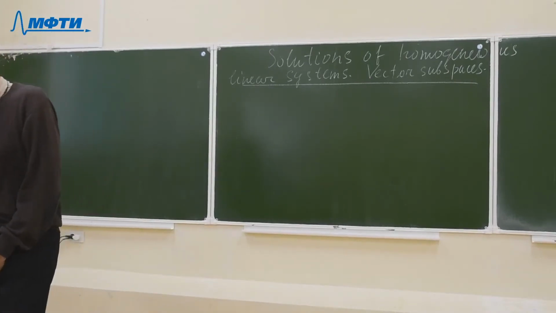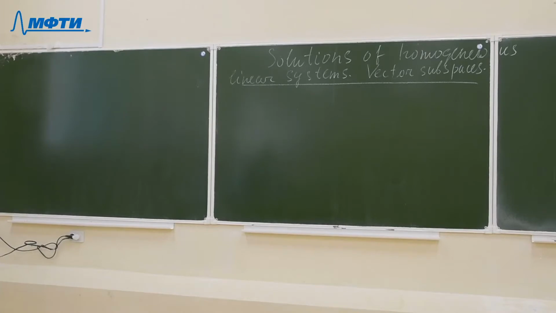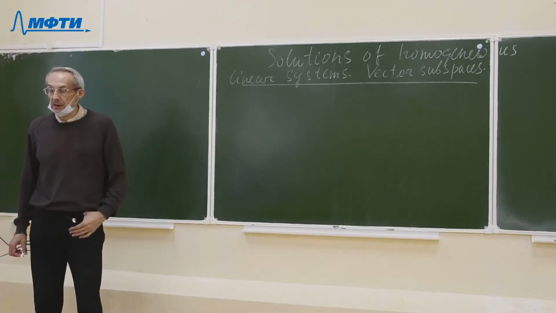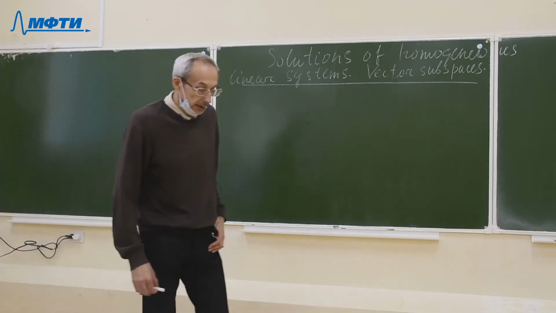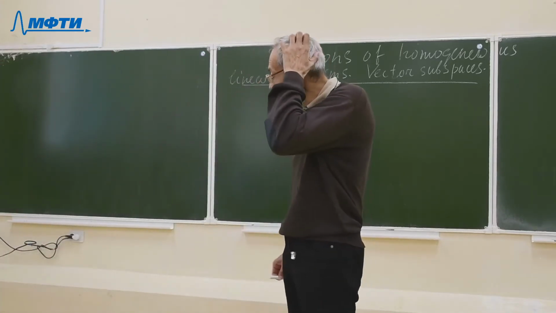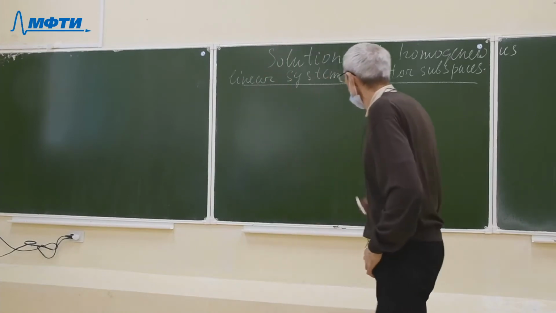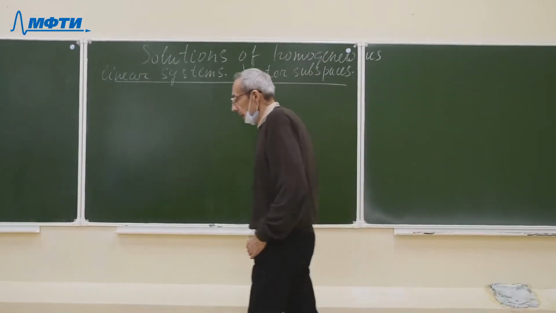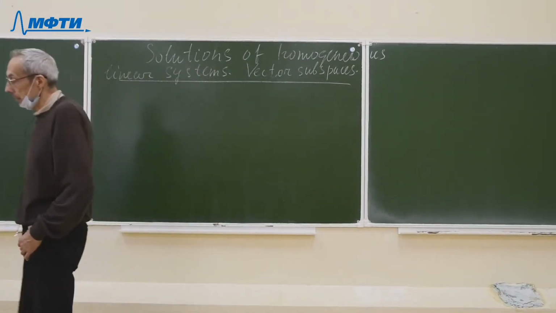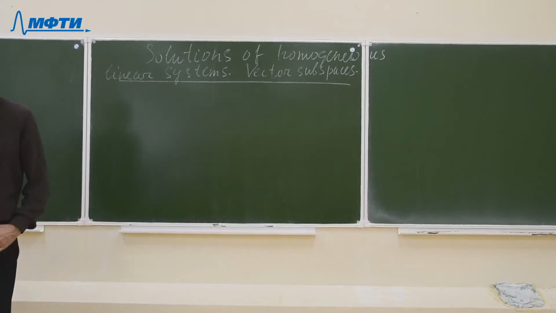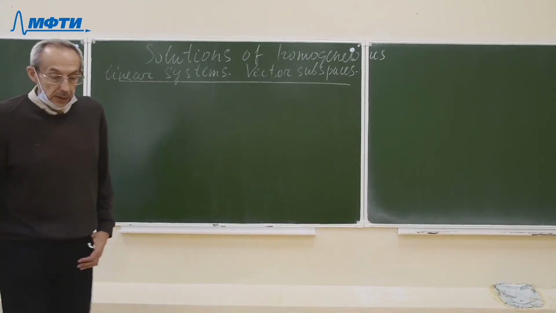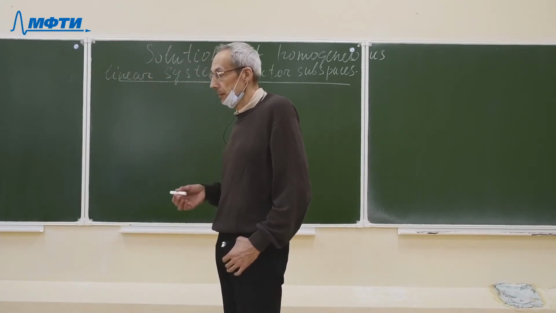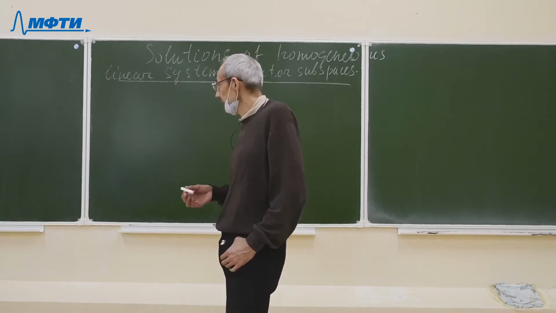Let's start today's lecture, and I'm going to tell about solutions of homogeneous linear systems. The first observation is that solutions of a homogeneous linear system form a vector space. I recall what vector space and vector subspace mean.